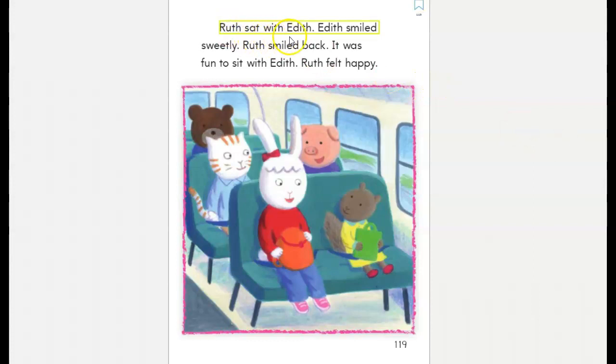Ruth sat with Edith. Edith smiled sweetly. Ruth smiled back. It was fun to sit with Edith. Ruth felt happy.